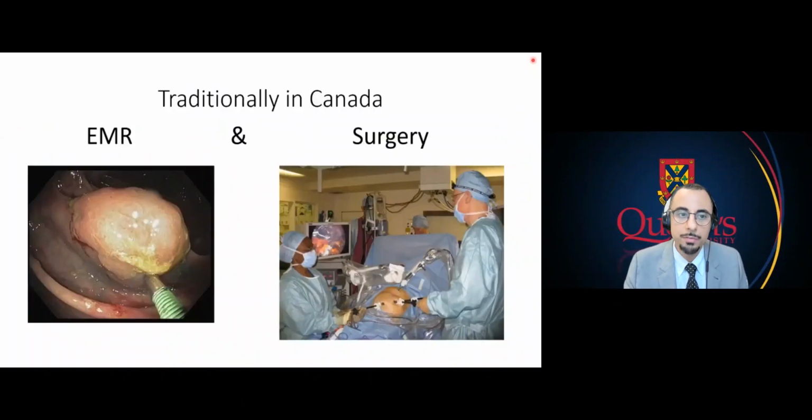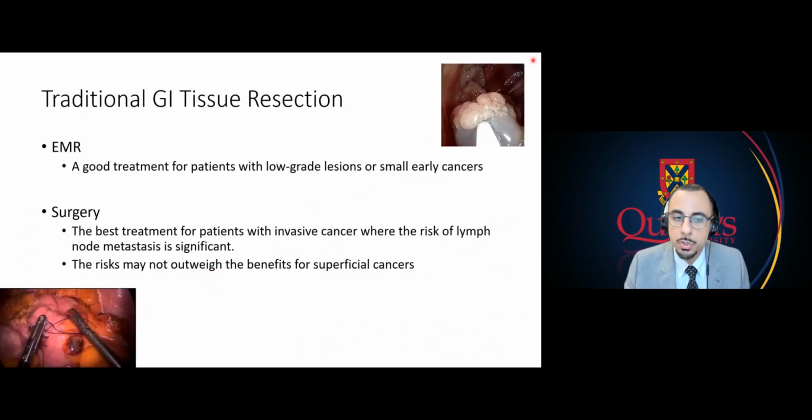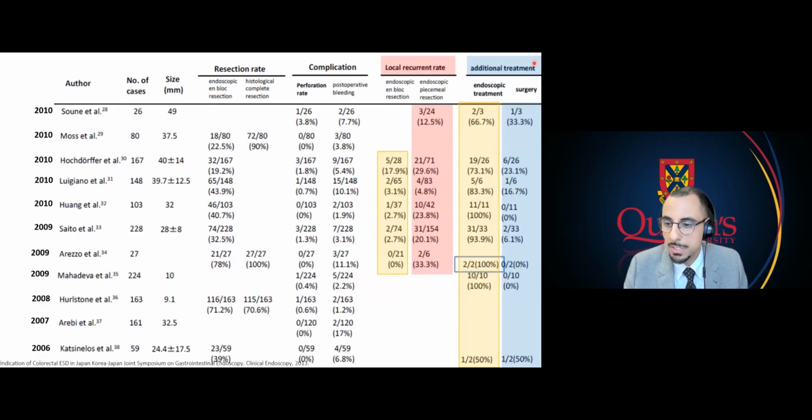So traditionally in Canada, we've had EMR and surgery. And EMR is really a good treatment for patients with low-grade lesions, with low-grade dysplasia, or very small early cancers that can be removed in one piece. Surgery, on the other hand, is really the best treatment for patients with invasive cancer, where the risk of lymph node metastasis is significant. And the risks may not outweigh the benefits for some of these superficial cancers or non-malignant lesions.